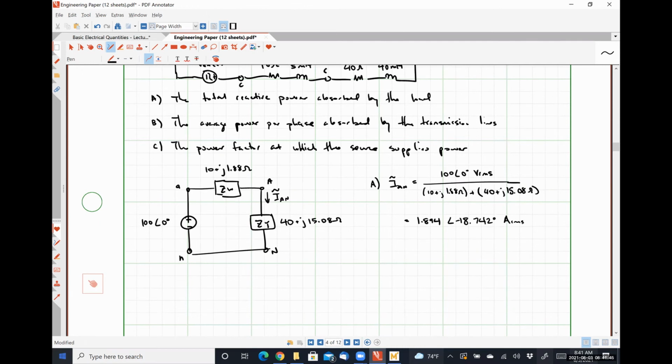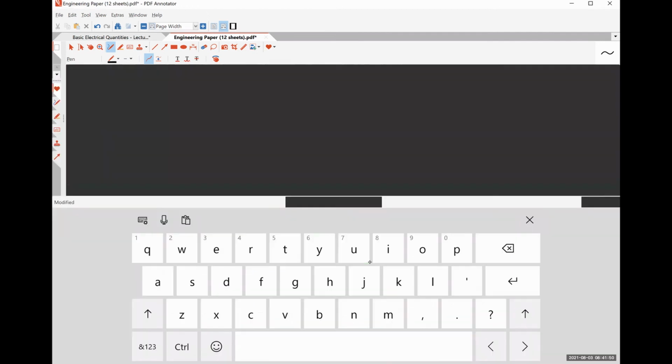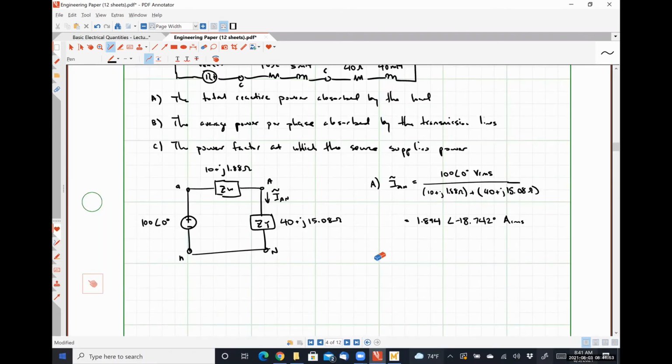So from this, the total complex power S, 3-phase Y, would be 3. This is me remembering to multiply by a factor of 3 because I'm dealing with a 3-phase load. Since I know what my current is, it's the magnitude of the current squared times the impedance. That's our alternative relationship for when we only know the current and the impedance of our quantity of interest, right?